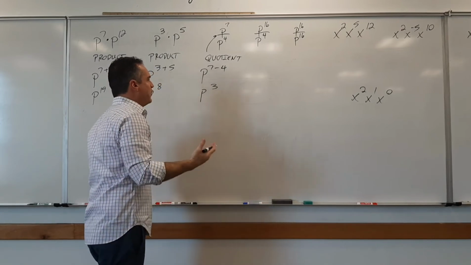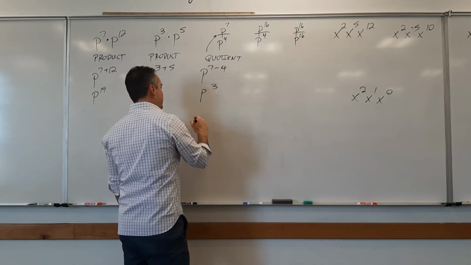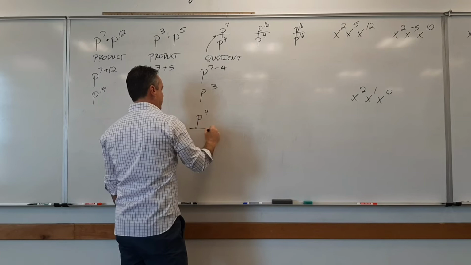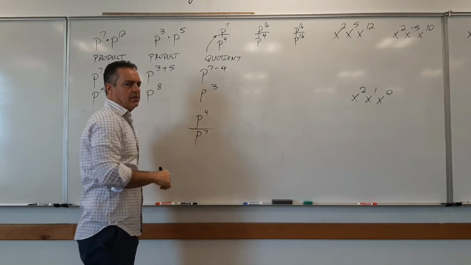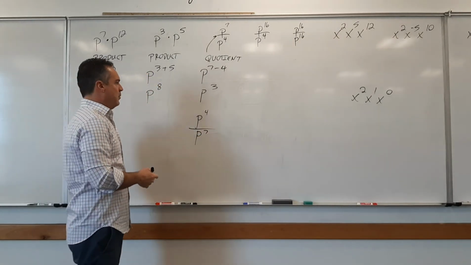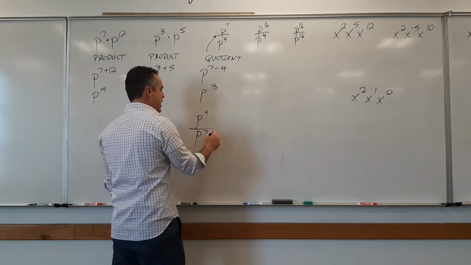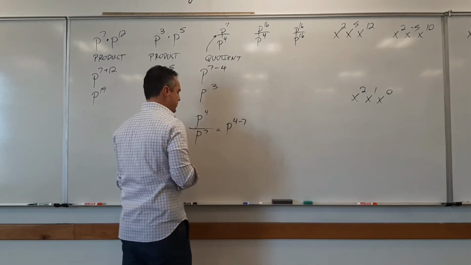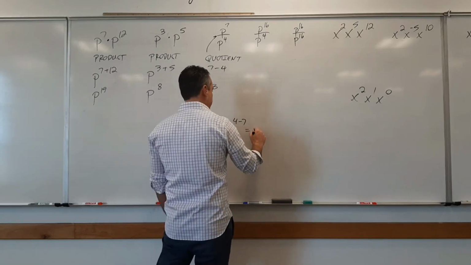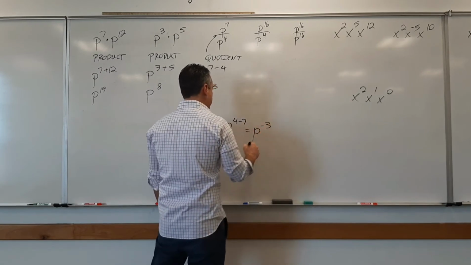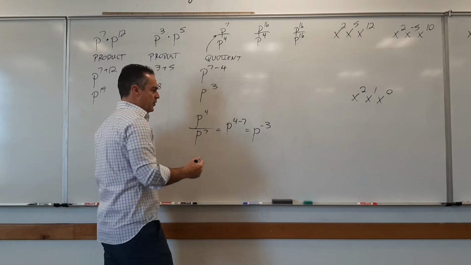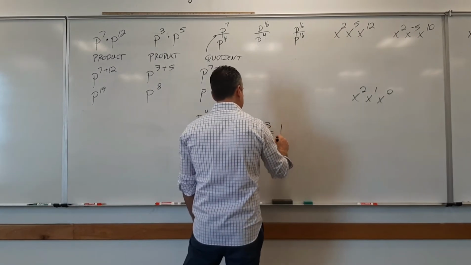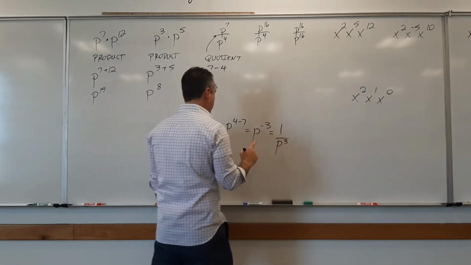I want to add another problem on this right here. What if we had p to the 4 over p to the 7? Okay, let's do this problem. What we're saying is now the bottom is bigger than the top. We could say this is p to the 4 minus 7, which equals p to the negative 3. And we can't have negative exponents, so we put them in their opposite place in the fraction. That becomes 1 over p to the 3rd.